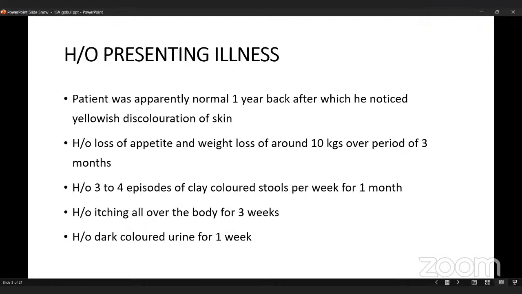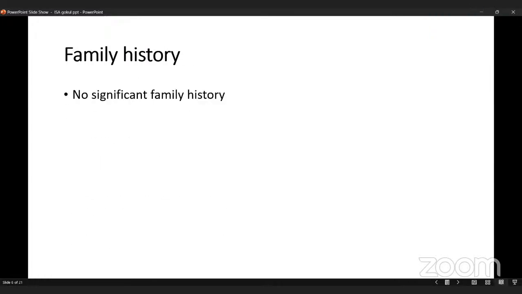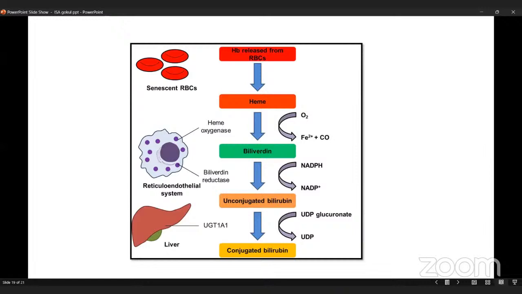Sir, okay, sir. So normally, from a normal metabolism, after the RBC's lifespan of 120 days, the heme gets degraded in the reticuloendothelial system, sir. So the heme gets converted into biliverdin by hemoxygenase. You want to use any slide to explain that, to make it clear to the audience? You can, yes, go ahead. Yes, sir. So the heme in the reticuloendothelial system gets converted into biliverdin by hemoxygenase, and biliverdin to an unconjugated bilirubin by biliverdin reductase.